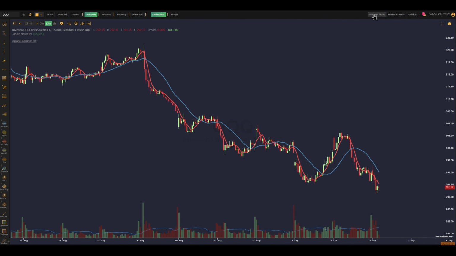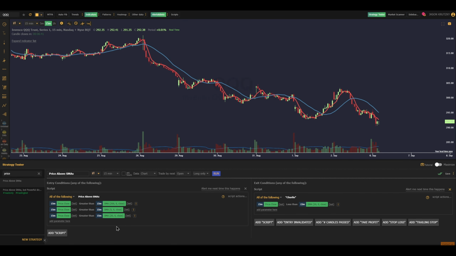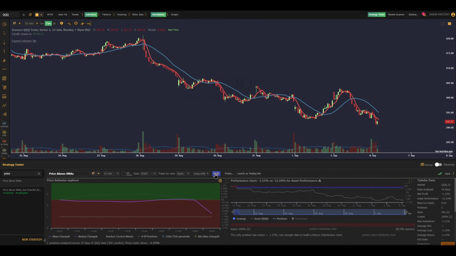Finally, you can also load this script into the strategy tester and see how a name performs when these conditions are met. So click on the strategy tester button. I'm going to come over here, type in price above SMAs. I've got my entry criteria, my exit criteria. I can run this script on any name that I want.